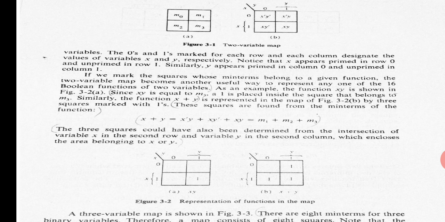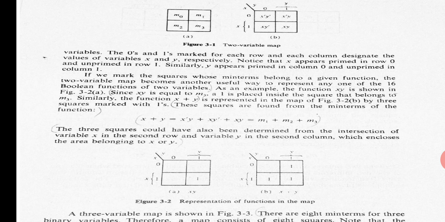When x dash y means x should be 1, y should be 0. Then what is xy? Both are 1. When x equal to 1 and y equal to 1, you are going to get xy. So x dash y is nothing but m1, xy dash is nothing but m2, and xy is nothing but m3.